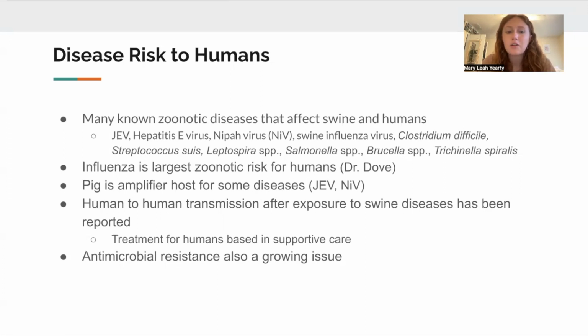And then the pig is also an amplifier host for some diseases, and can make them worse before they transmit them to us. Human to human transmission after exposure to these swine diseases has been reported. Treatment right now is just supportive care, but there's definitely a risk of getting sick from pigs. And then antimicrobial resistance is also a growing issue, as it is with everything, especially in livestock, that we don't want to be contributing to this antibiotic resistance of things that we need for our own health.